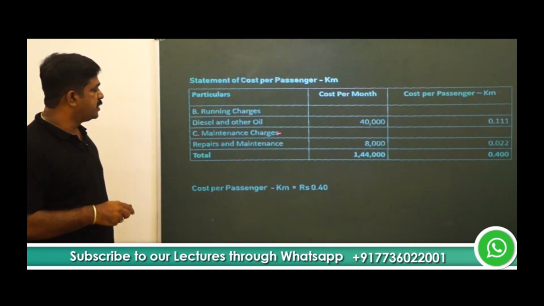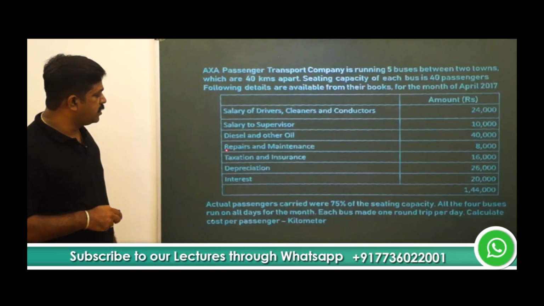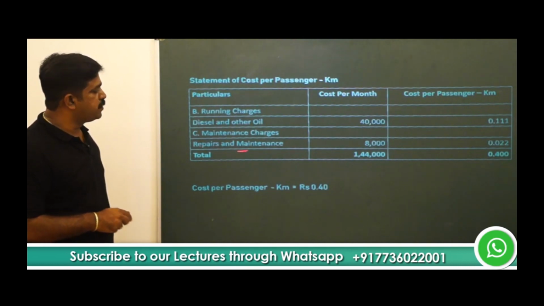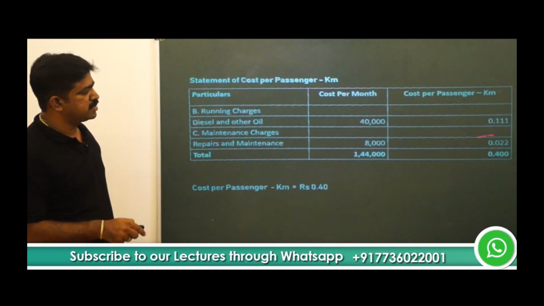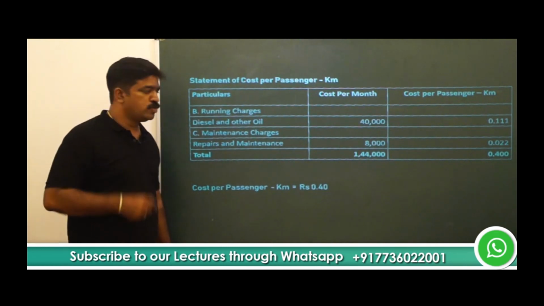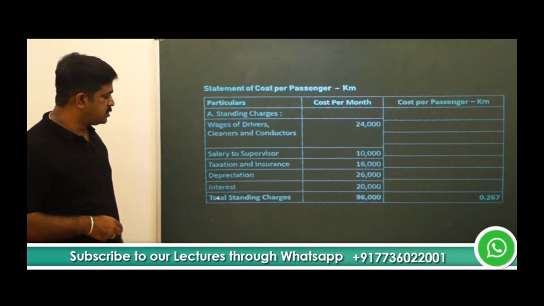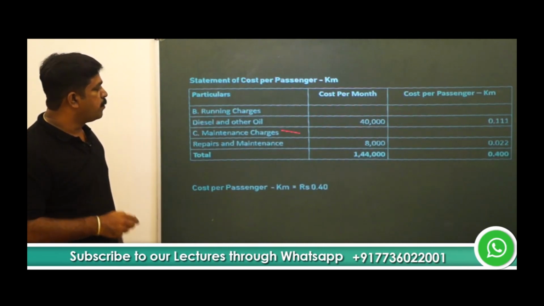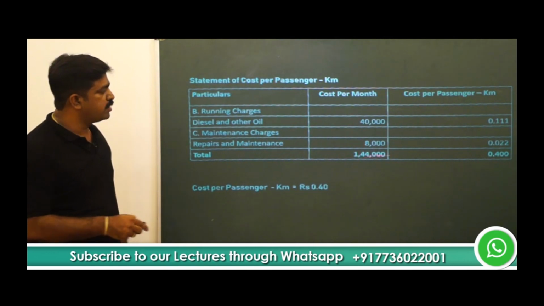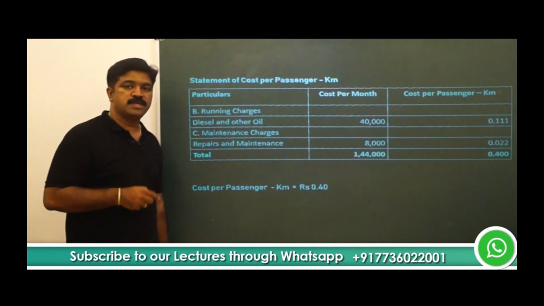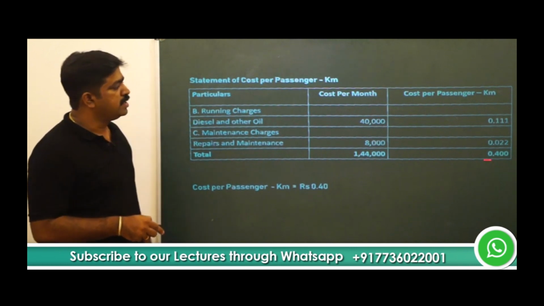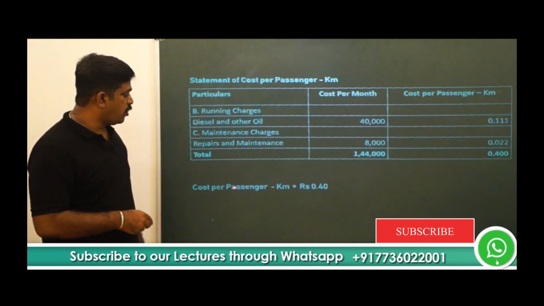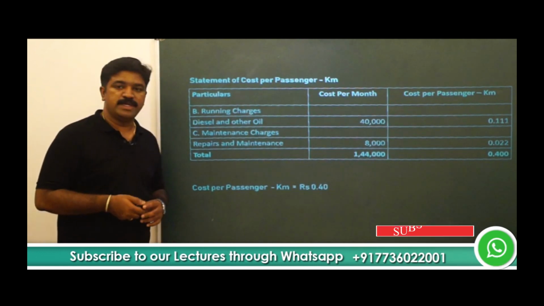Next comes maintenance charges, and we had only one item, repairs and maintenance of 8,000. So we'll put that here. Maintenance charges, repairs and maintenance 8,000 divided by 3,60,000, you get 0.022. So now we'll add all the three. That is the standing charges of 96,000, running charges of 40,000, maintenance charges of 8,000. If you add all the three, you get 1,44,000. This 1,44,000 divided by 3,60,000 will give you cost per passenger kilometer. Okay, so the cost per passenger kilometer is 40 paise.